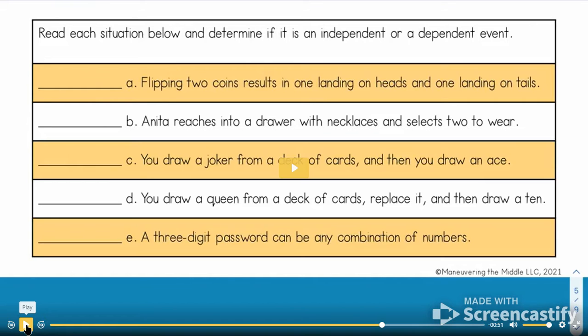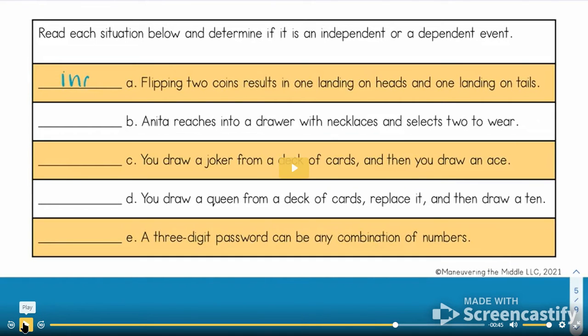Isn't it dependent because... no, it's independent. I think it's independent because one lands on heads and the other one has to land on tails. Does flipping one of them depend on what the other one's going to do? No. Whatever the first coin lands on is not going to affect what the second coin lands on. So these events are independent from each other.